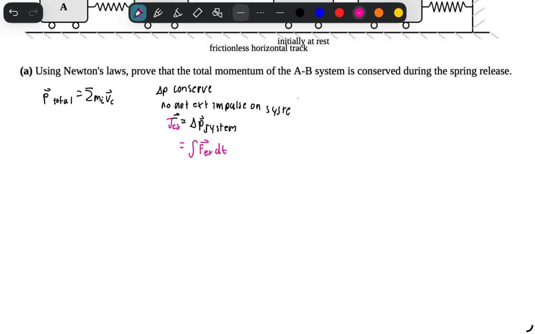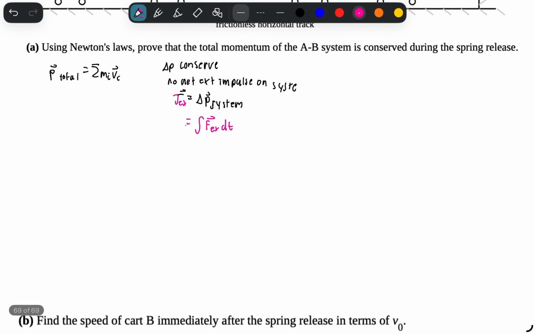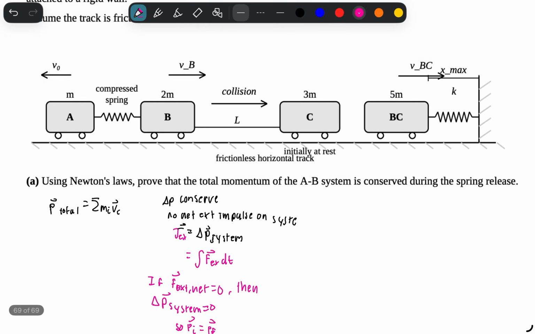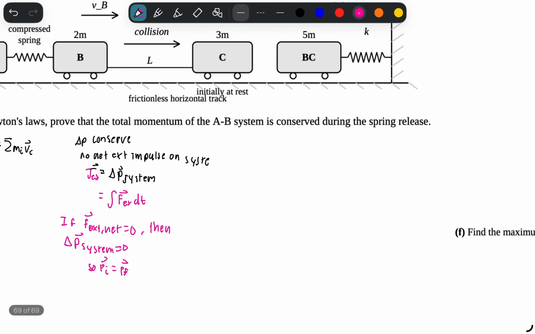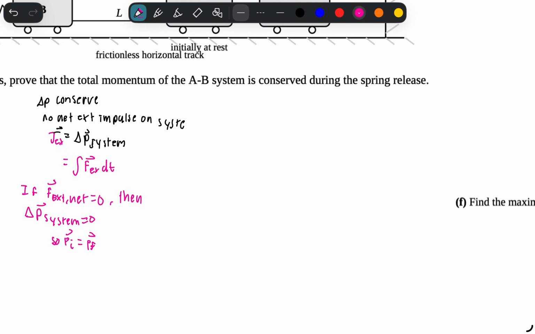So we know that if that F net external is equal to 0, then that's how we know that the change in momentum of the system is equal to 0. So that means that we could define P initial is equal to P final. In this situation, we're going to define our positive direction as to the right. So we're going to prove conservation.